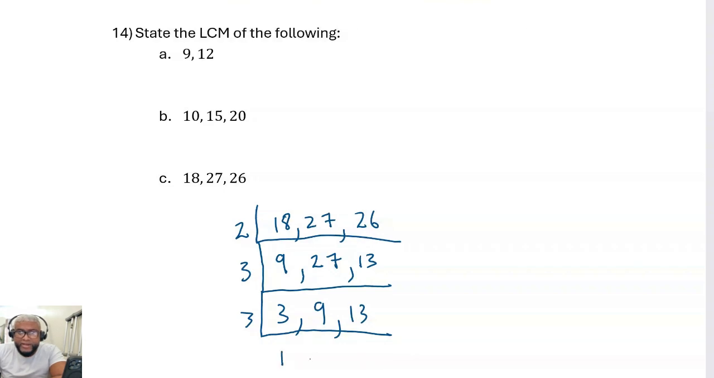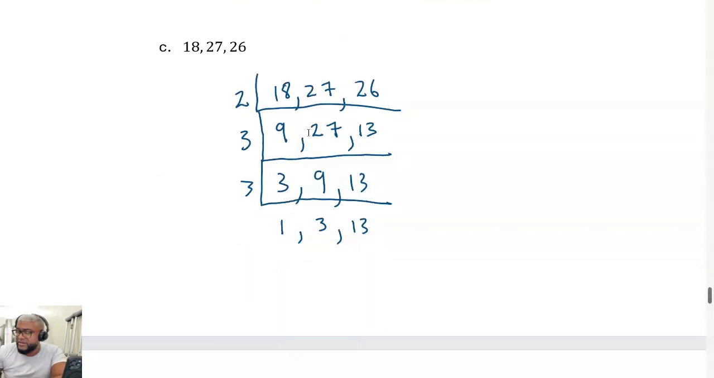3 into 3 is 1. 3 into 9 is 3. Bring down the 13 because 3 cannot go into any of these, right? Then we're using 3 again. The whole mission is again 1 at the base here. So 3, don't touch that.